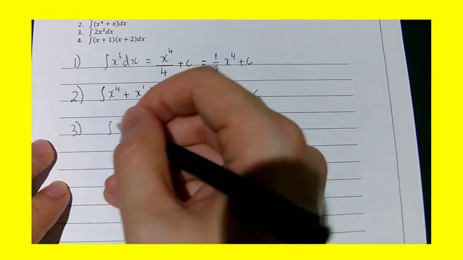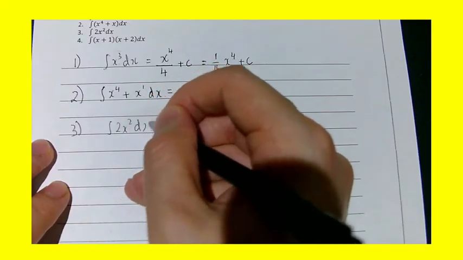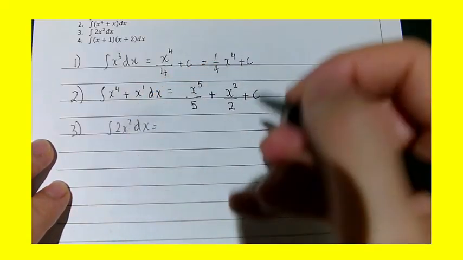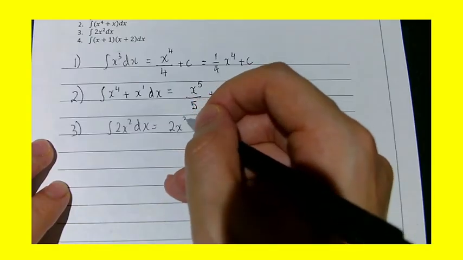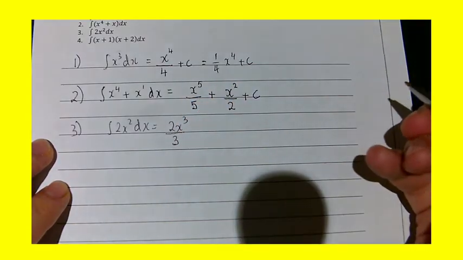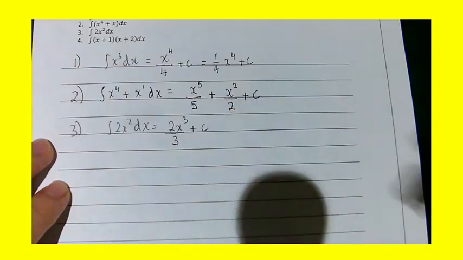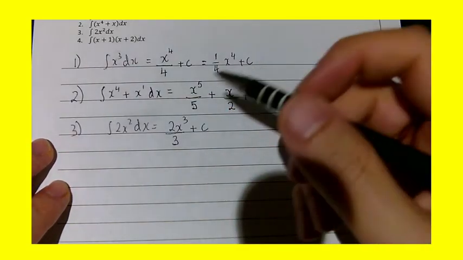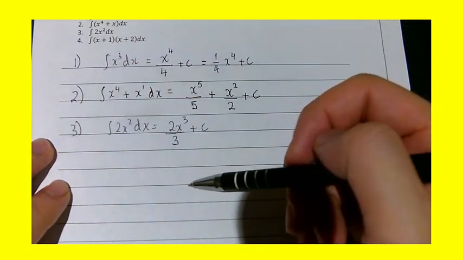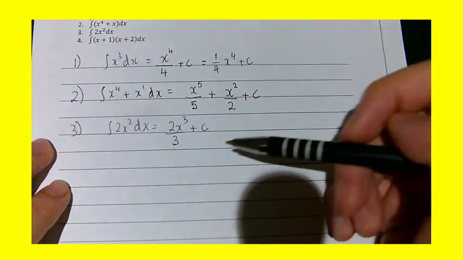Now you've got 2x squared dx, so they're asking us to find the integral of 2x squared. So again, you add 1 to the power, divide by the new power, plus c. Again, how do I check that's correct? Do you differentiate? Do you get exactly back to 2x squared? Yes, you do.